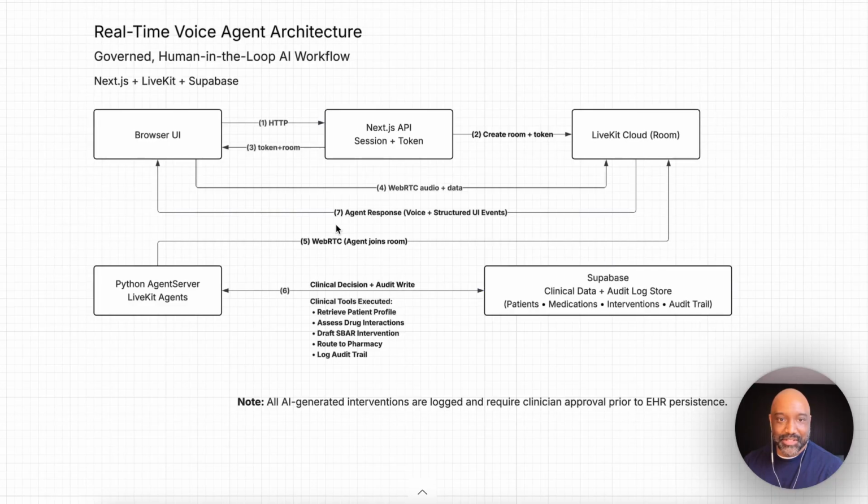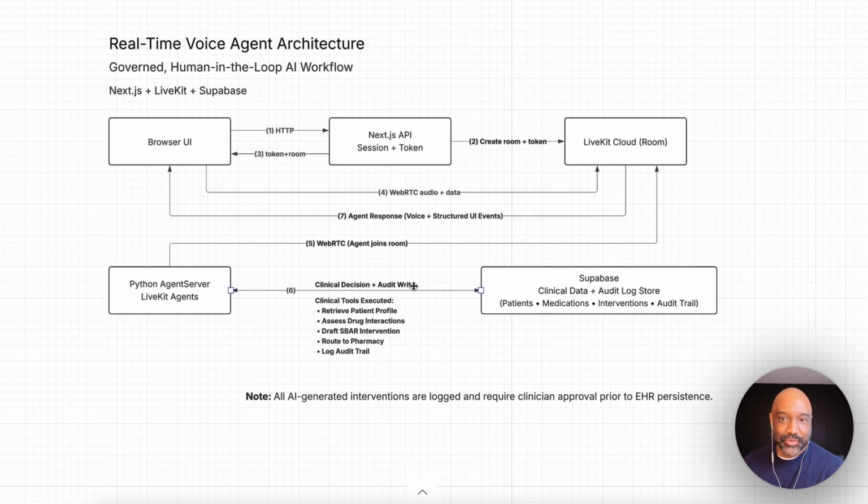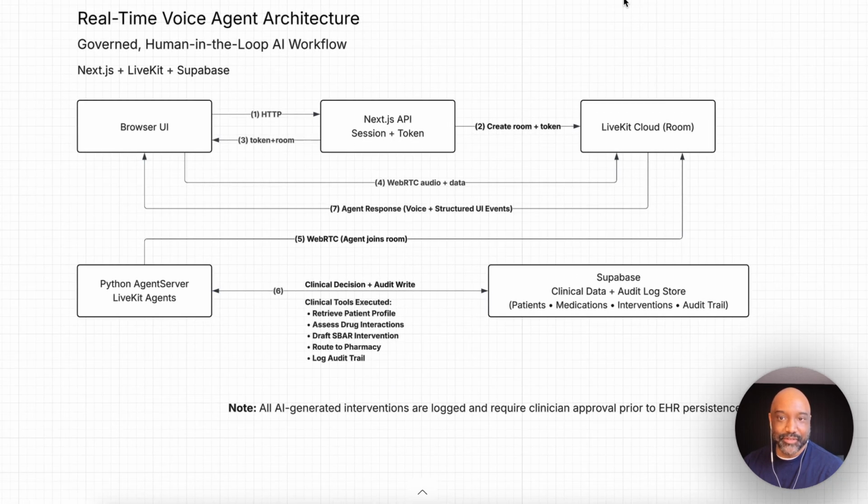So from here we can see that Next.js mints a secure LiveKit token and a room. The browser and the agent server join that room using WebRTC. The agent server then also handles speech-to-text, reasoning, and structured clinical tools and speech-to-text responses. The clinical tools include things like retrieving patient profiles, assessing drug interactions, drafting SBAR interventions, routing to the pharmacy, and writing audit events to Supabase. And Supabase serves as a clinical data and audit store, including patients, medications, interventions, and audit trail records.